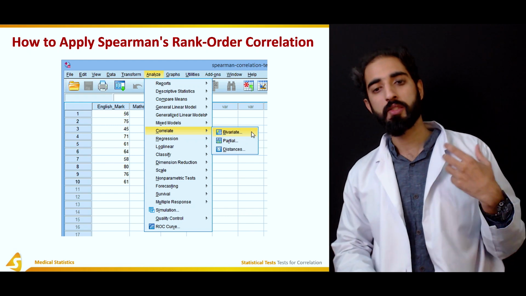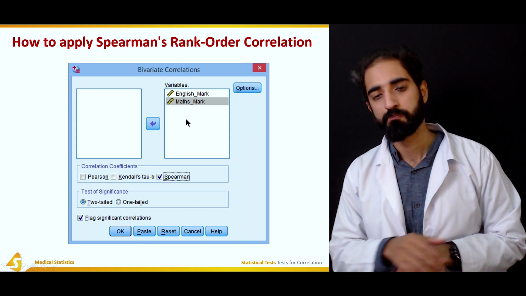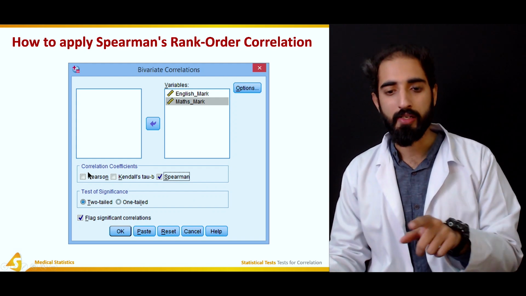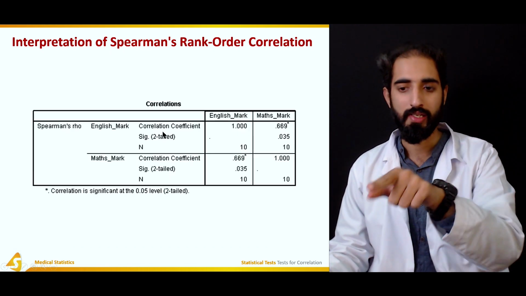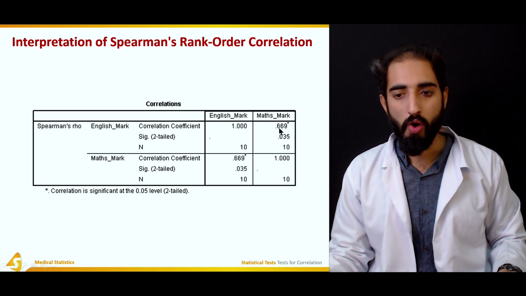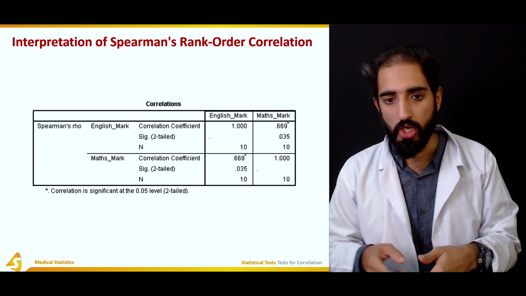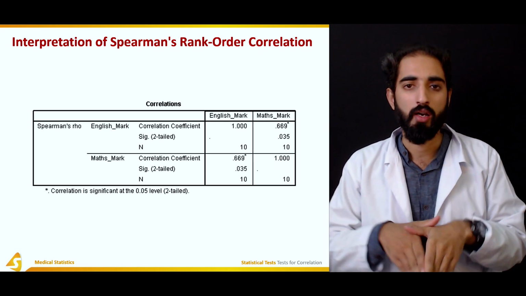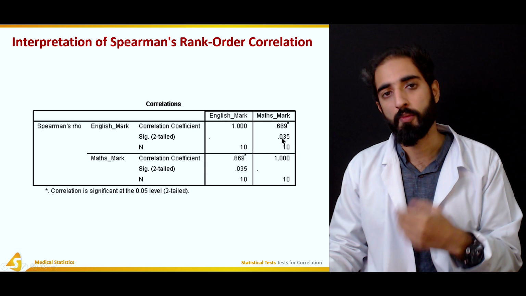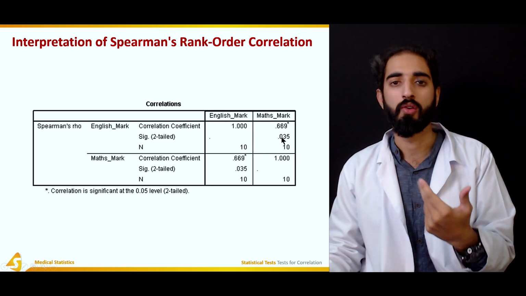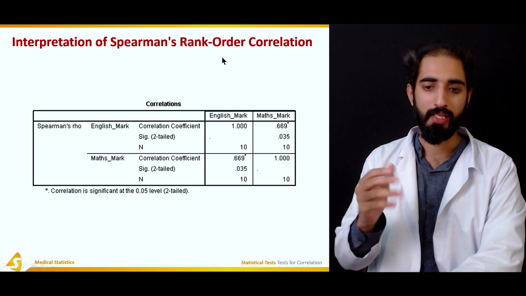How to apply Spearman's correlation? Go to correlate, click on bivariate, put the variables that you want to analyze, and click on Spearman instead of Pearson's, and here you have that. So correlation coefficient, you have 0.669, it means it's in the positive, so it means that there's a positive association, that English and maths marks are positively correlated with each other, and p-value less than 0.05, so positively and significantly correlated with each other. So that would be the interpretation of the Spearman's rank order correlation in this example.